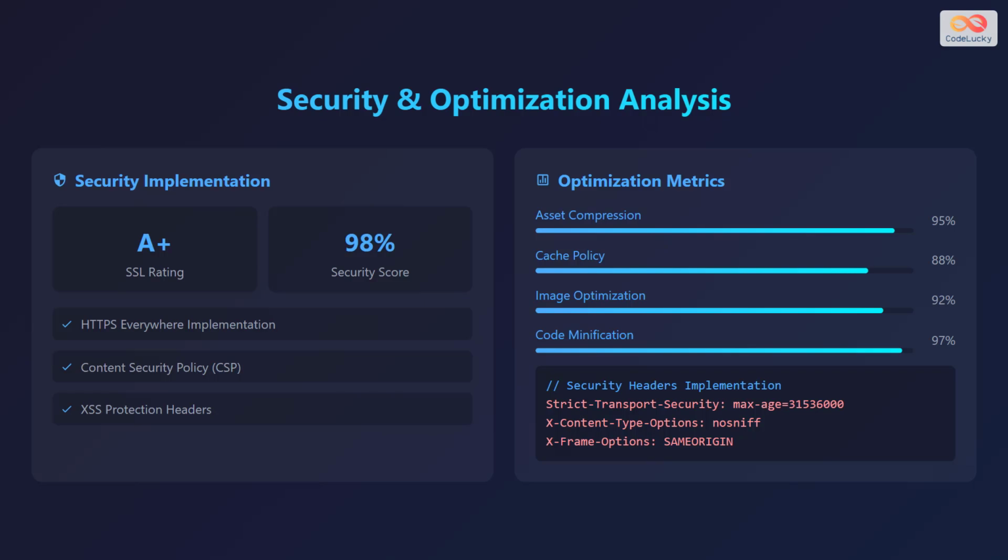Some of the optimization metrics include asset compression at 95%, cache policy at 88%, image optimization at 92%, and code minification at 97%. Here are the example security headers implementation. Strict-Transport-Security max-age equals 31536000, X-Content-Type-Options is nosniff, and X-Frame-Options is SAMEORIGIN.